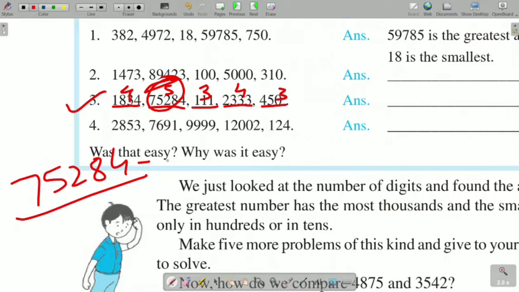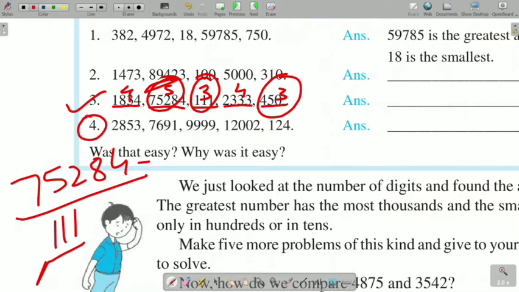Okay, and the smallest, two numbers have same digits, 3 and 3. Here is 111 and here is 450. So no doubt it is 111 will be our smallest number. So in this way we can find the smallest and the greatest number.